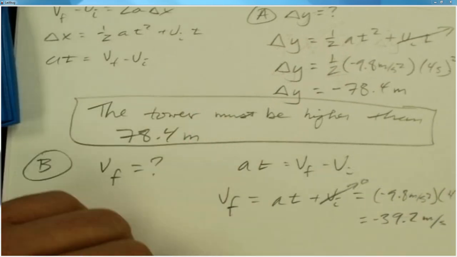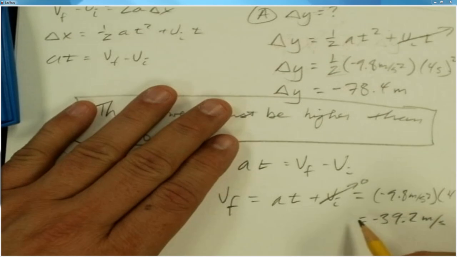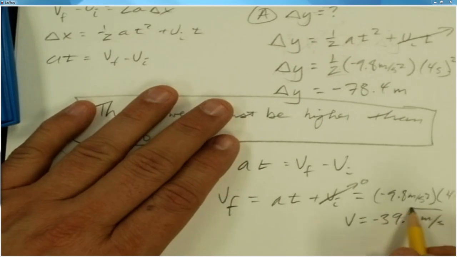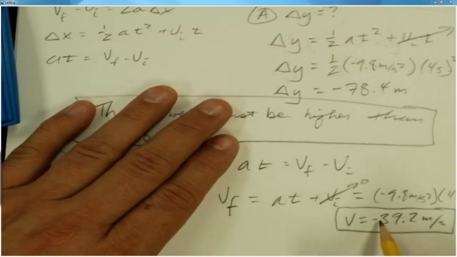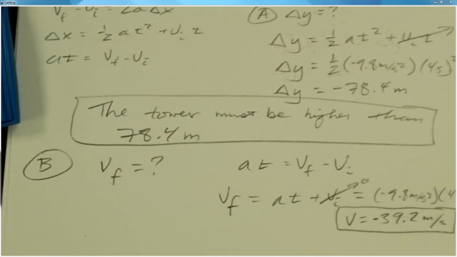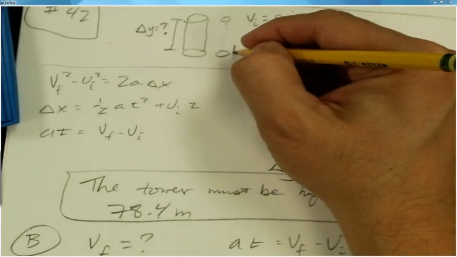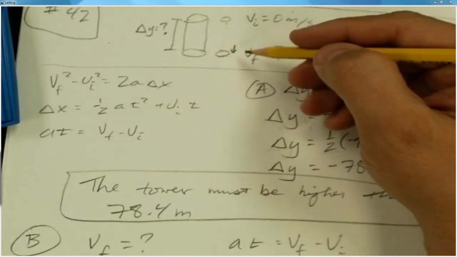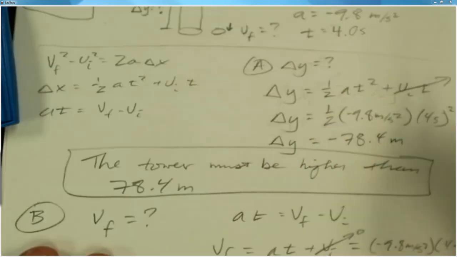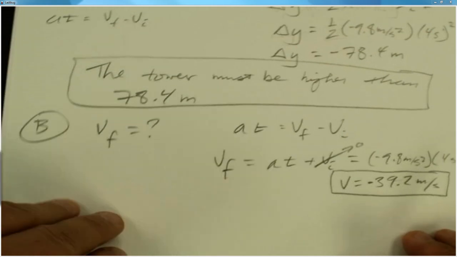Does that make sense? Yes, it does, because what I'm looking at is the negative on the velocity. Does it make sense that the velocity is negative? Yes, it does, because the ball is going downwards. So since the ball is going downwards, its velocity should be downwards, so it should have a negative velocity.